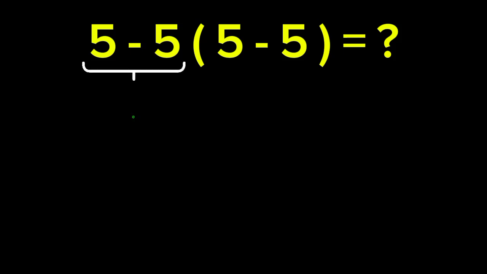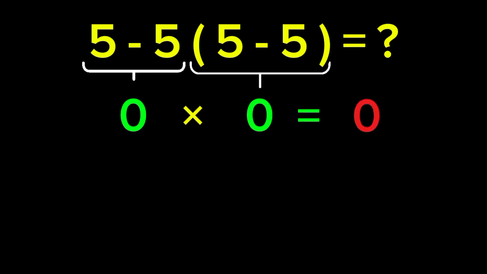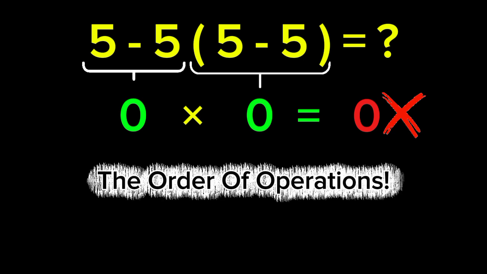5 minus 5 gives us 0, and again 5 minus 5 gives us 0. In the end, 0 times 0 gives us 0. But this answer is not correct, because we did not follow one of the most important rules in mathematics called the order of operations. The order of operations tells us that when we face a mathematical expression, we cannot start solving it from anywhere we like.